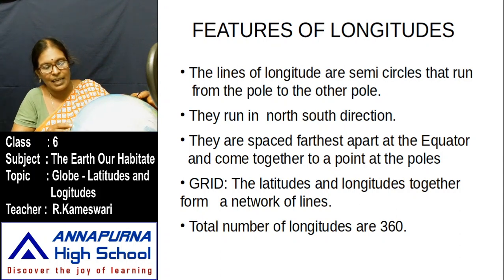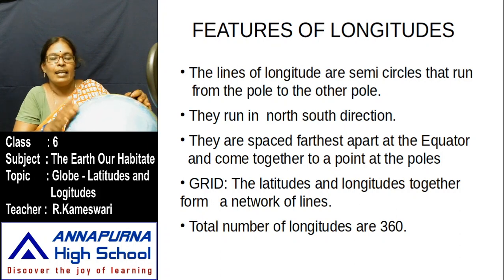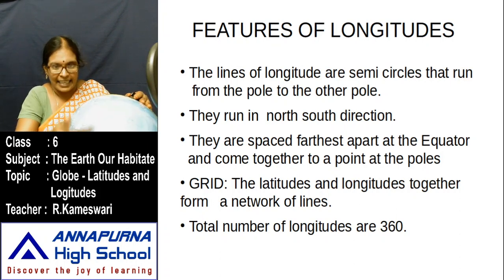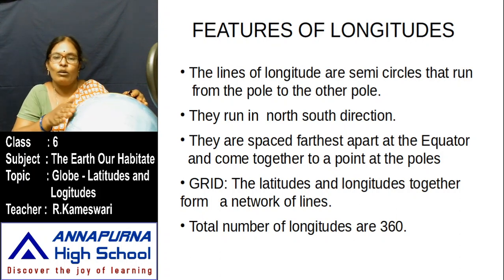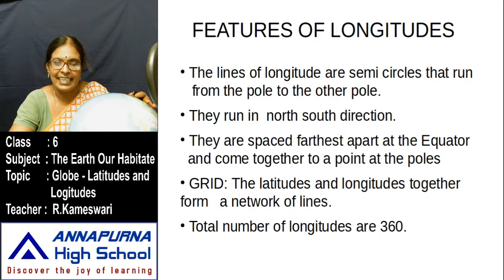You see, some lines are drawn on the globe horizontally and vertically like this. Then square shaped boxes appear. These boxes are called grids. The latitudes and longitudes together form a network of lines. The total number of longitudes is 360.